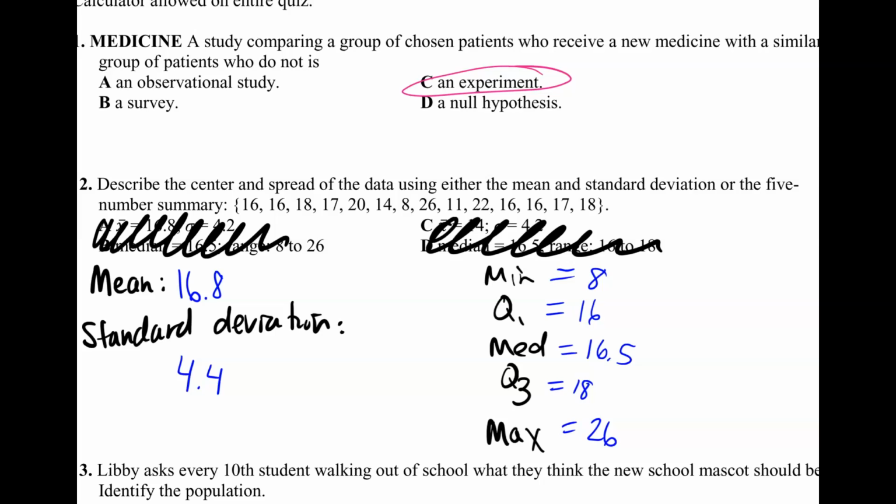Here you go. Will you word your question differently or no? What did I delete? Describe the center and spread of data using the mean, standard deviation, and 5-number summary. So I changed it a little.